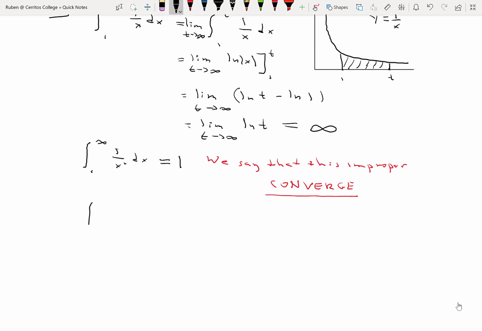In the second improper integral, the integral from 1 to infinity of 1 over x with respect to x, this improper integral did not converge to a constant. This improper integral was infinite. So we say, no big surprise, that this improper integral diverges. This improper integral is divergent, or diverges.